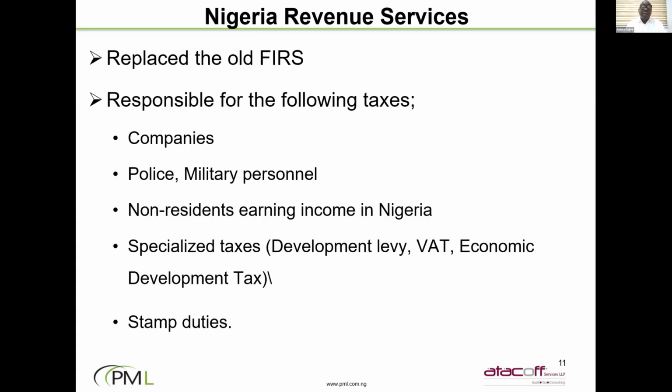So in terms of the taxes they collect, essentially it's the same. They will continue to collect the federal taxes, which are the company taxes. All taxes payable by the company will be collected by the Nigerian Revenue Service. Police and military personnel, their taxes will be collected by NRS. Non-residents, we will talk about non-residents in a subsequent slide. Non-residents that are earning income in Nigeria will also pay to the Nigerian Revenue Service.